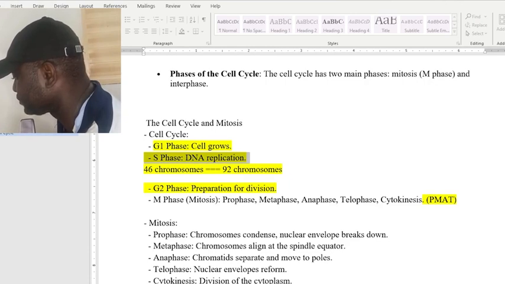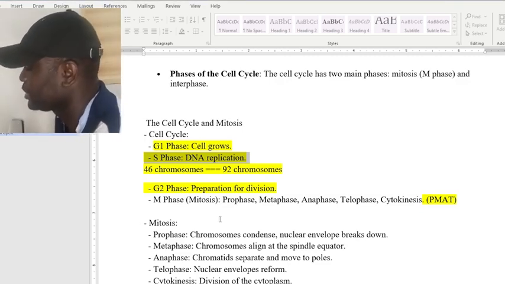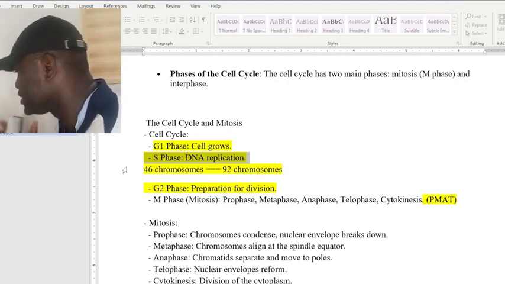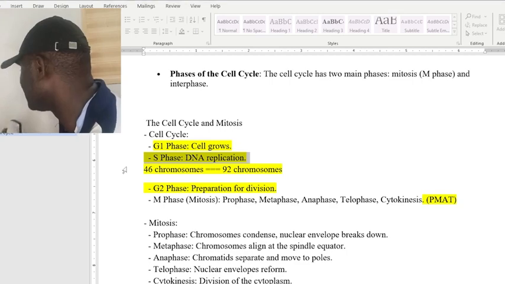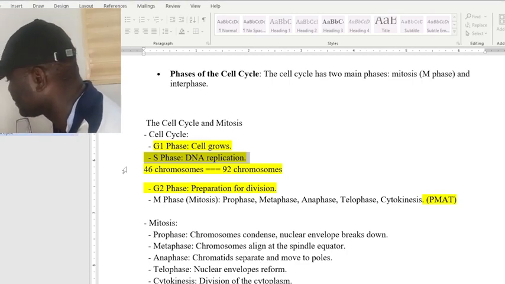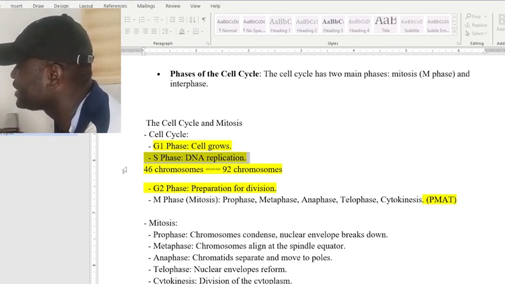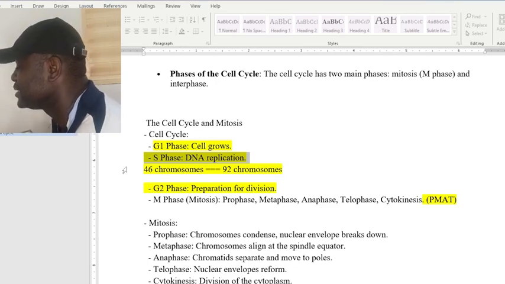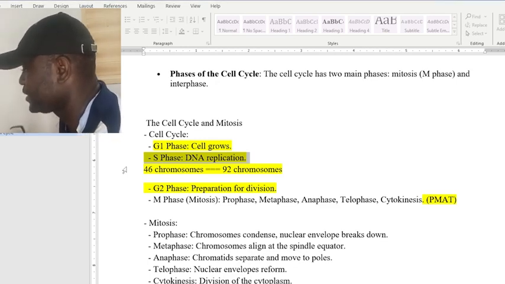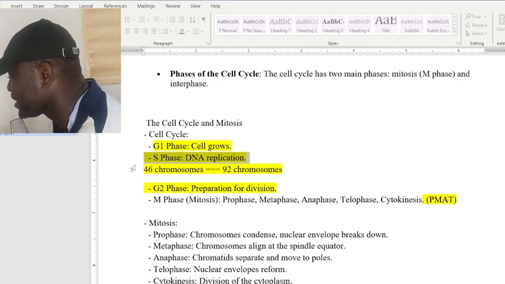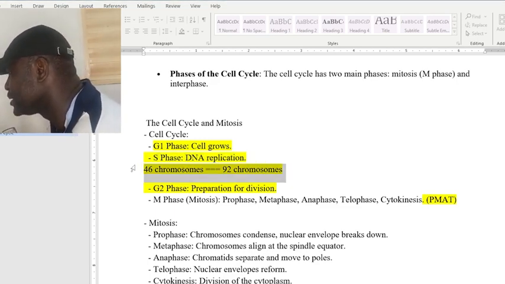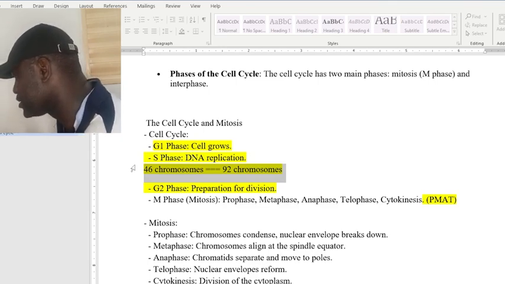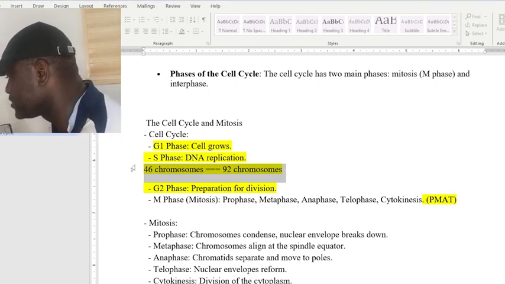These three are the interphase. So what happens at the interphase? In G1 phase, the cell grows. The cell is just growing. That's what happens in the G1 phase. In the S phase, the DNA replicates. That's what happens in the S phase. The DNA replicates. You can also say the new DNA is synthesized. Okay, so that's why it's probably called the S phase.